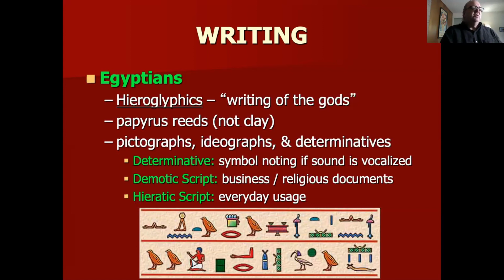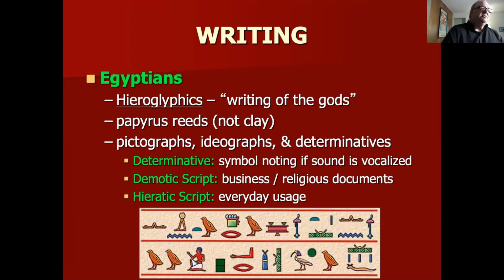They really had three different ways of writing: pictographs, ideographs, and determinatives. And so they made use of these things. When you talk about determinatives, that is a symbol that denotes if something is vocalized, like a sound. A specific sound would be indicated by a particular symbol.